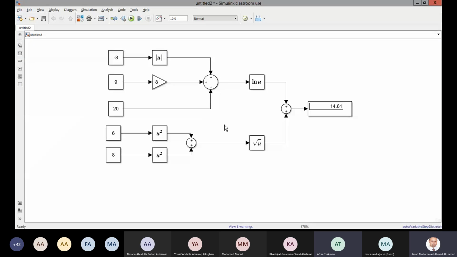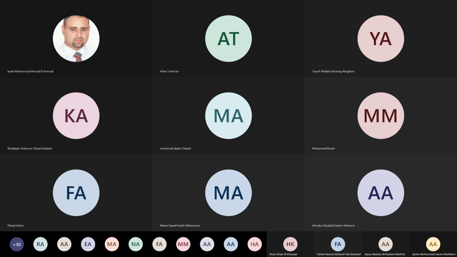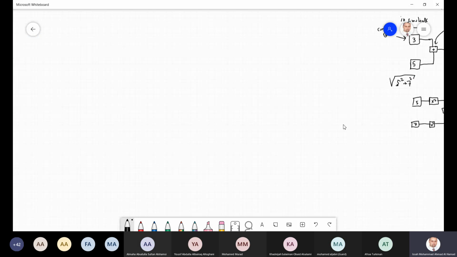Yes, clear. Okay. So now I will go back to the whiteboard to start discussing the differential equation and the integration using Simulink. If you don't have any problem, I will go back to the whiteboard now to start discussing how we can solve or use this way of thinking or programming. Let's call it a graphical programming technique in solving differential equations.